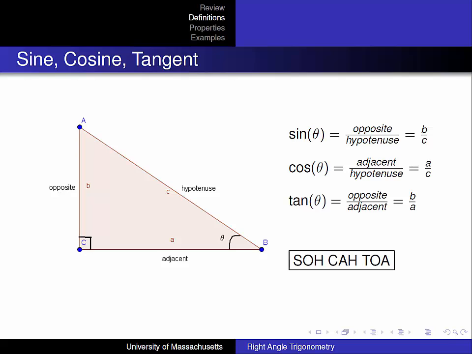So if you can remember SOHCAHTOA, that can help you remember whether it's sine or cosine that is opposite over hypotenuse. So we have SOH, which stands for sine, opposite, hypotenuse. CAH is cosine, adjacent, hypotenuse, and TOA is tangent, opposite, adjacent. So that's a little trick for remembering the definitions of sine, cosine, and tangent.